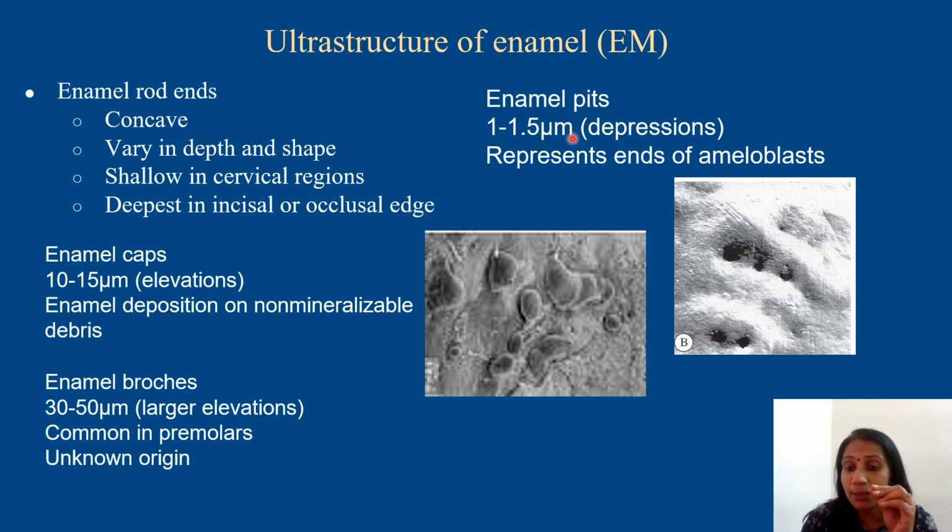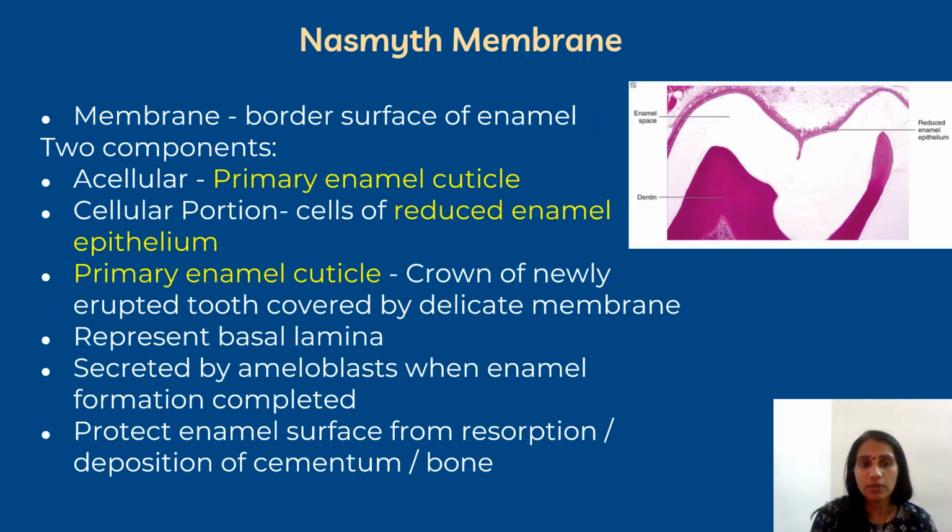And you have the enamel pit. The pit is where your ameloblast resides. It represents the ends of your ameloblasts. On the surface, you can see small pits or depressions. So this forms the electron microscopic structures of enamel.